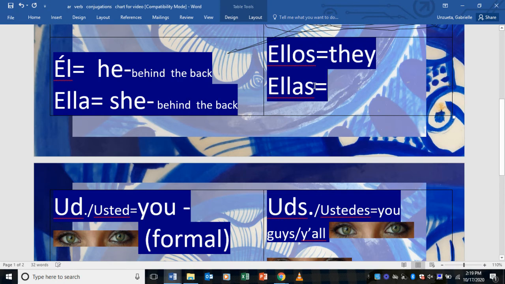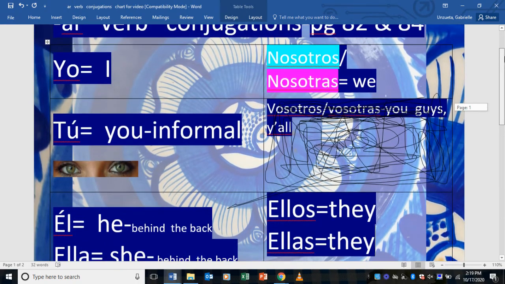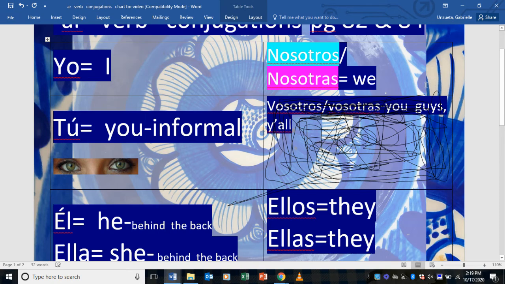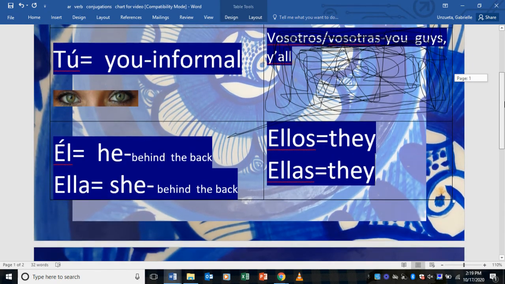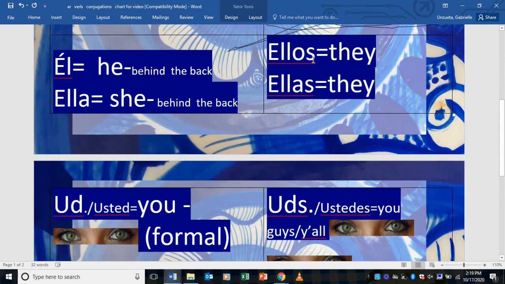Let's do ellas. So ella is she. How does she become plural? She invites another friend along. If she invites a guy friend along, she becomes ellos, right? She becomes a group of they, ellos. If she invites a female friend along, and she herself is female, now they're ellas. So there's 2 ways to say they. Remember how there were 2 ways to say we? And there's actually 2 ways of saying vosotros, vosotras, you guys, which we don't really care about, do we? And there's 2 ways to say they, ellos and ellas.